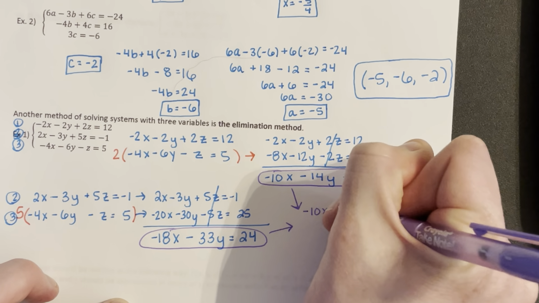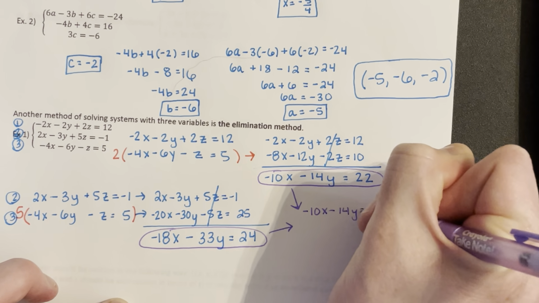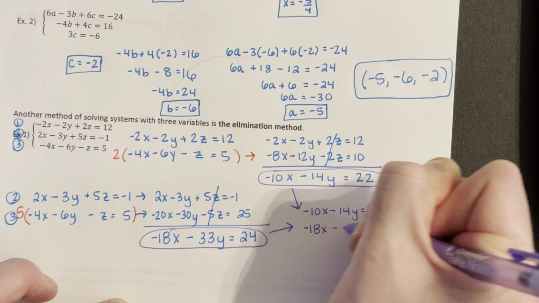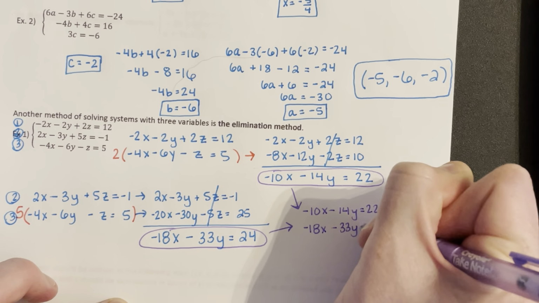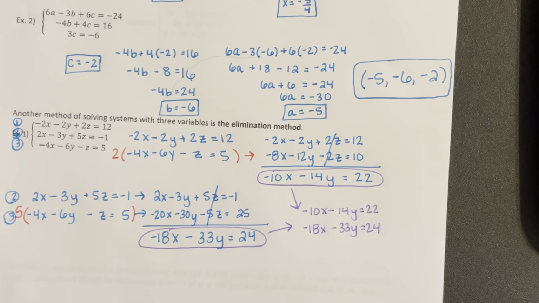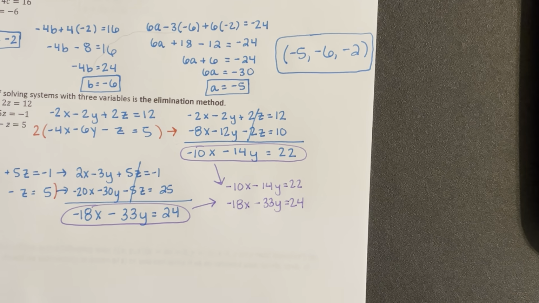Negative 10x minus 14y equals 22. And negative 18x minus 33y equals 24. That's something that we have seen before because it's now a 2 by 2, but it will take some manipulation as well. So if I want to eliminate, I can pick either x's or y's to eliminate, but neither one of them is going to eliminate easily. So let's think about what we could multiply by so that we could get it to eliminate.